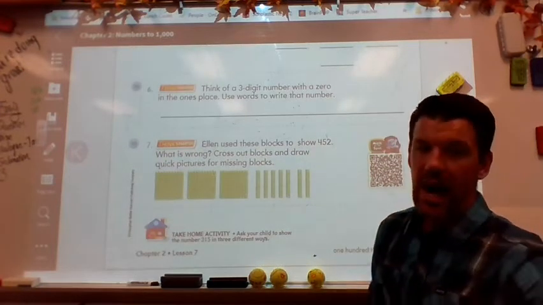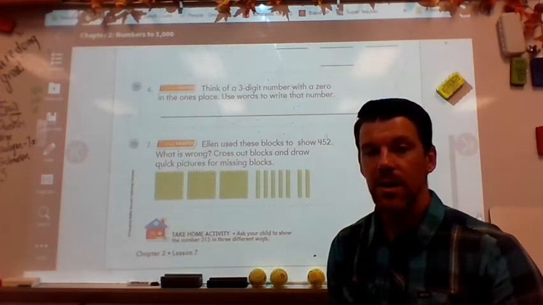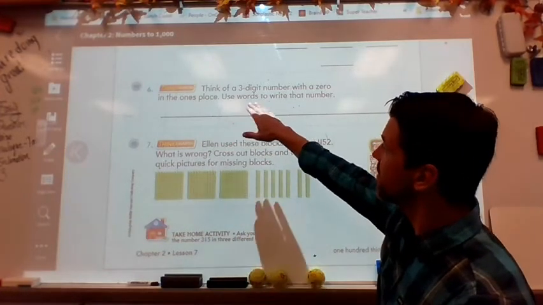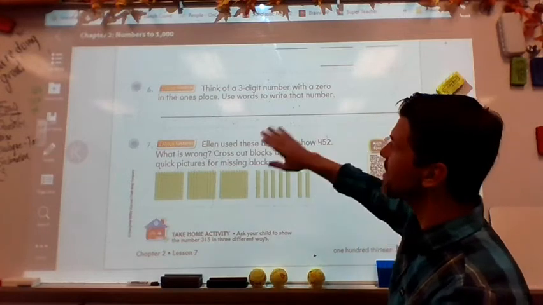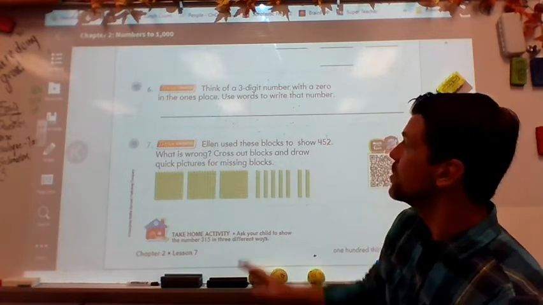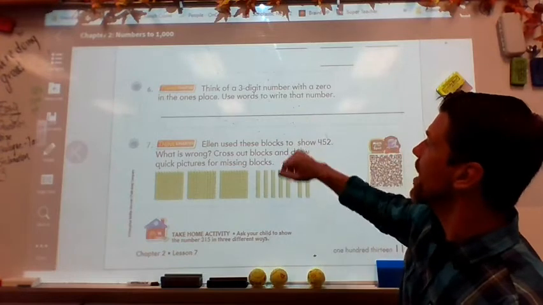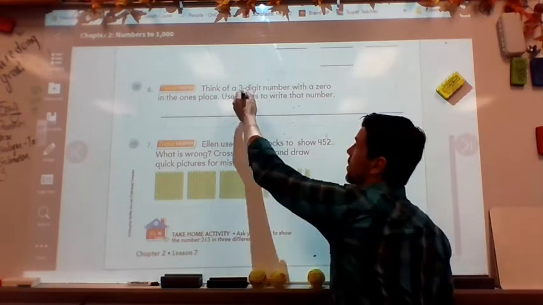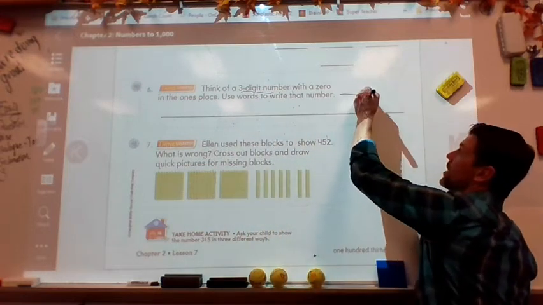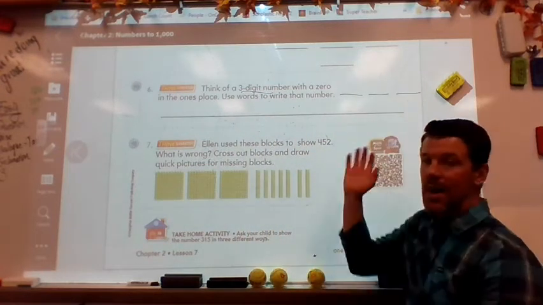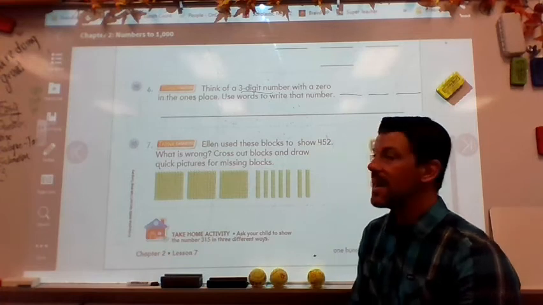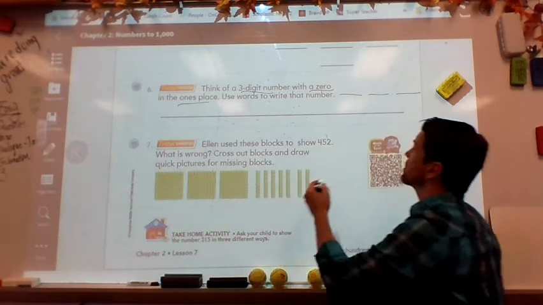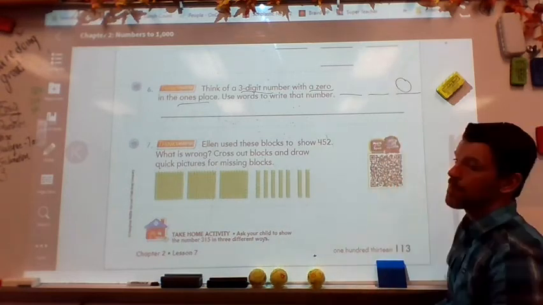So if we look at this, I'm going to be doing some writing down because I want to keep track of what I read. So this says, think of a 3-digit number with a 0 in the ones place. Use words to write that number. So I know I need a 3-digit number. So I'm just going to do 1, 2, 3. I know I need 3 numbers in this. The next thing I need is a 0 in the ones place. So I'm going to put a 0 in the ones place.